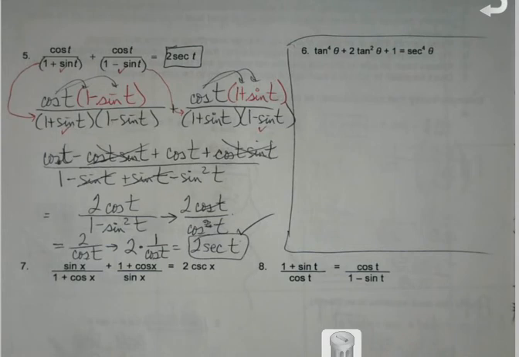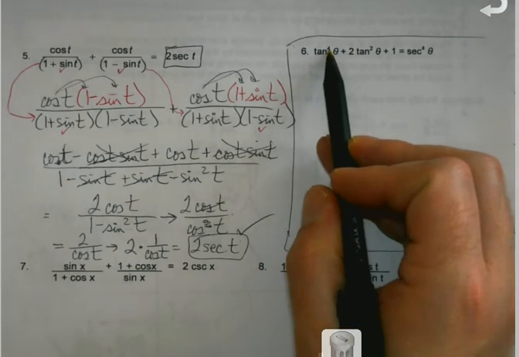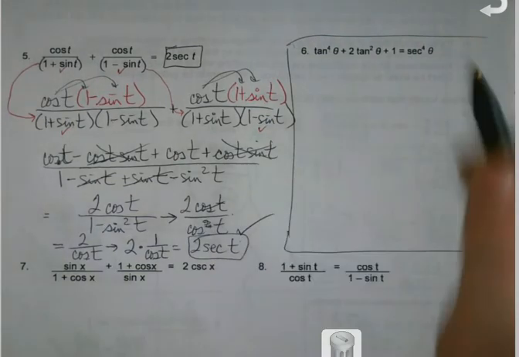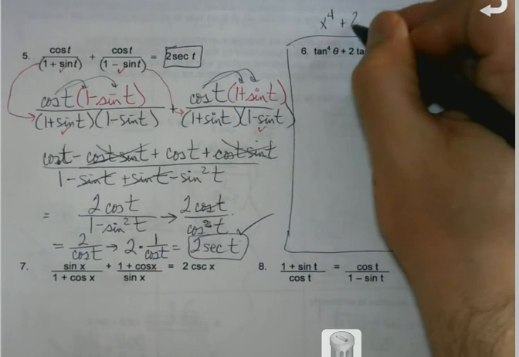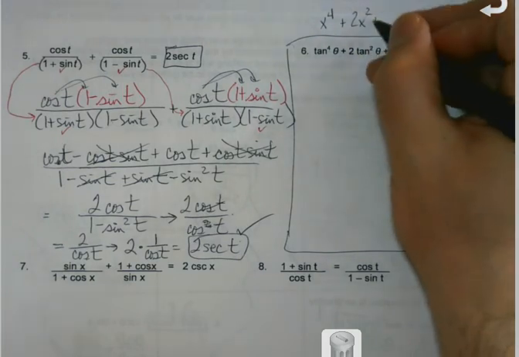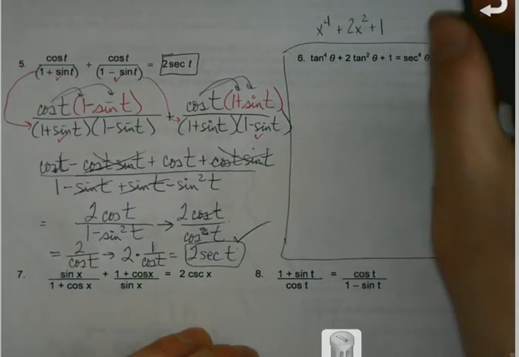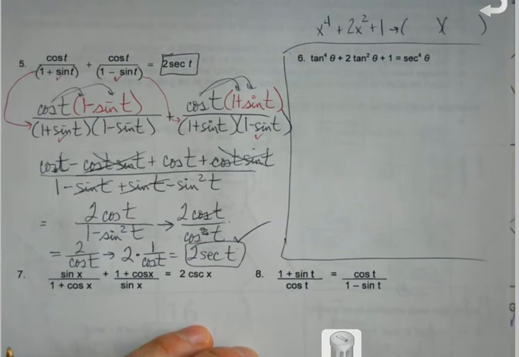All right, we're going to take a peek at 6 and 7. Then I'll give you a little time to play here. You're like, wait a minute. First of all, I don't see any fourths on my identity sheet. No worries. Here's the way I want you to look at this. Think of it as though it was x to the 4th plus 2x squared plus 1. That's factorable. If I were to factor that, what would that look like?